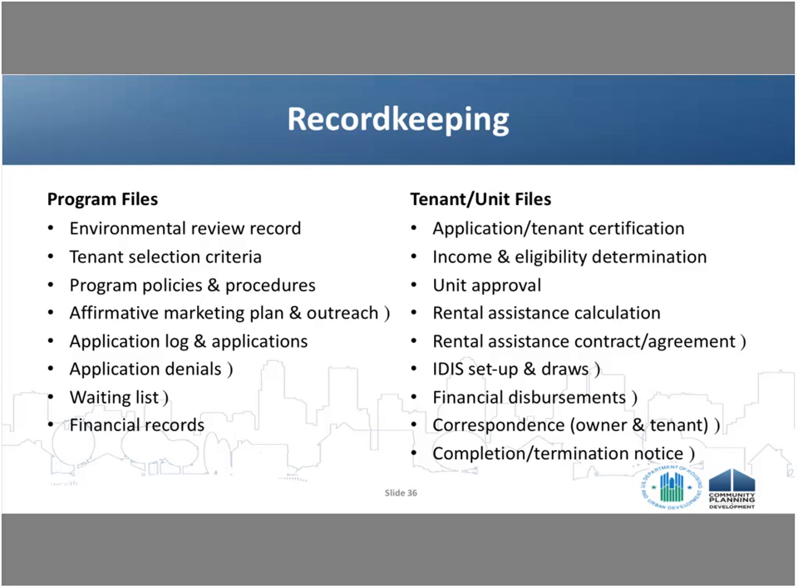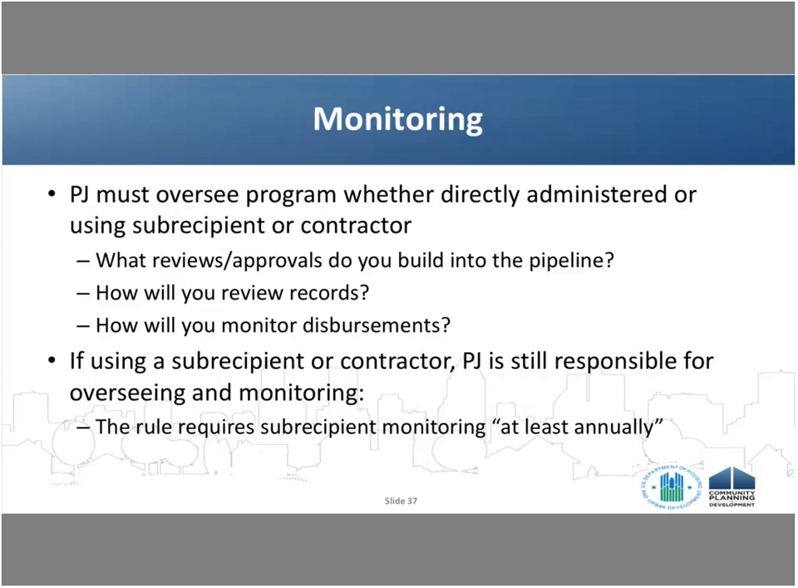But remember that documentation is always the last step in the administrative process. With that, I forgot the one other slide is monitoring, and just to remind you what we said earlier, that you are responsible for the program, and even if you use a subrecipient or a contractor, you have an obligation to monitor. What reviews and approvals do you want to build into the pipeline?